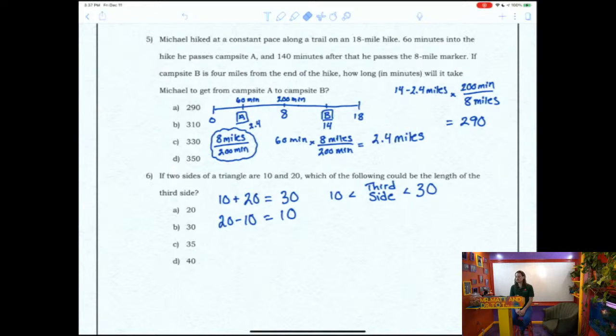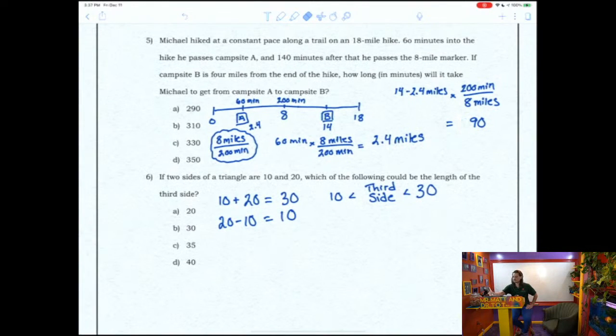14 minus 2.4 is going to be 11.6. 11.6 times 200 divided by 8 miles, because we're multiplying by the flipped rate. Notice that I flipped the rate there to make sure that miles cancels with miles. So 11.6 times 200 over 8 is going to give you 290. So it's going to take him 290 minutes to get from campsite A to campsite B, and that's answer selection A.